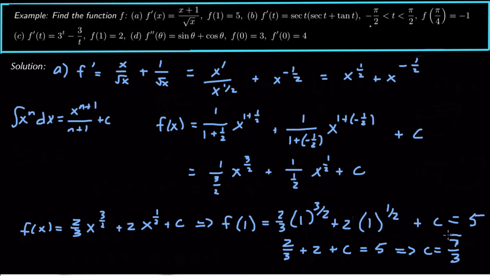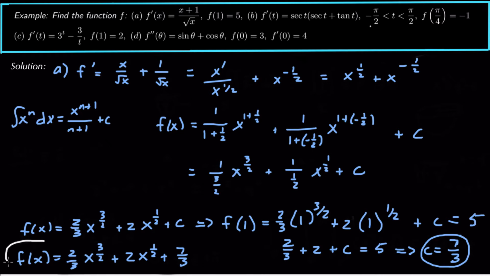So c is 7/3. Take that and plug it back into f, and we get f of x equals 2/3 x to the 3/2 plus 2x to the 1/2 plus 7/3. And that is our solution for part A. This is the function that satisfies the derivative condition and f of 1 equals 5. All right, so let's look at part B.